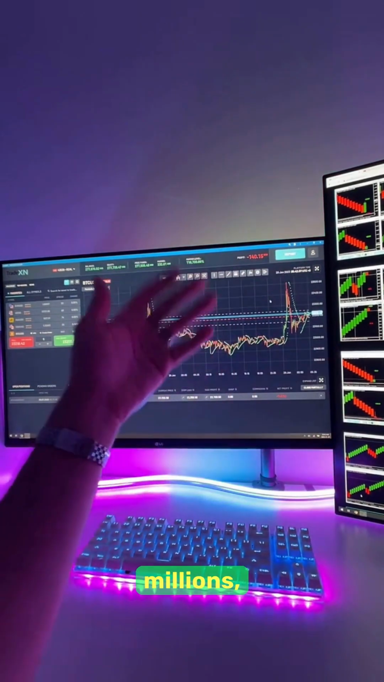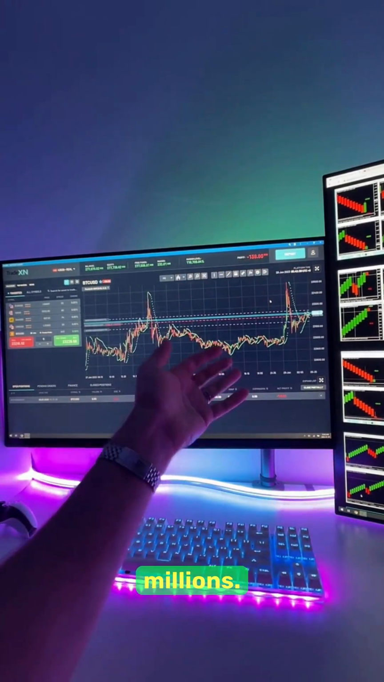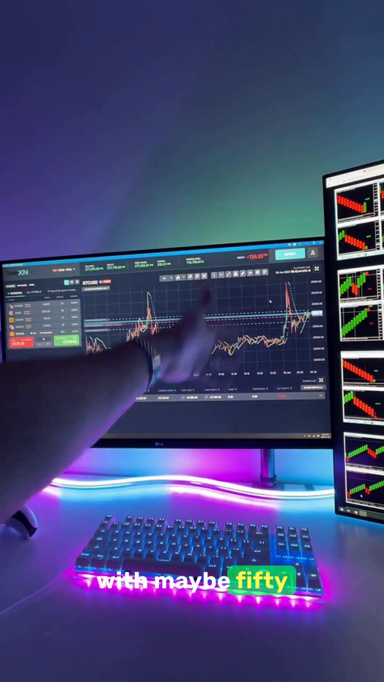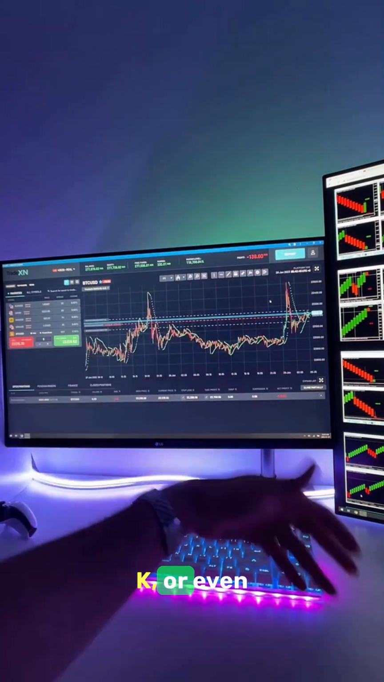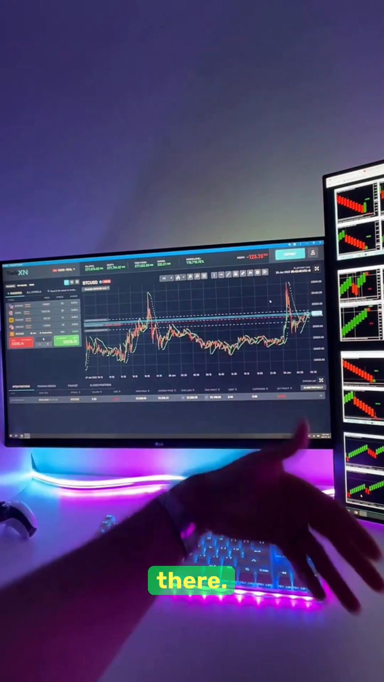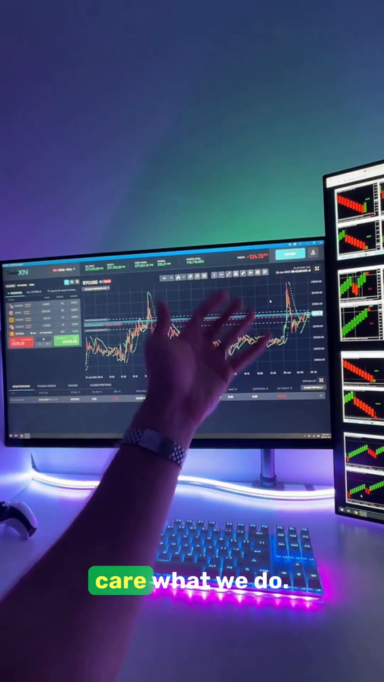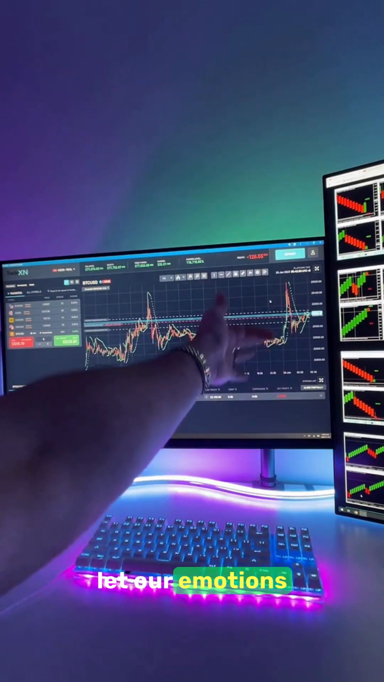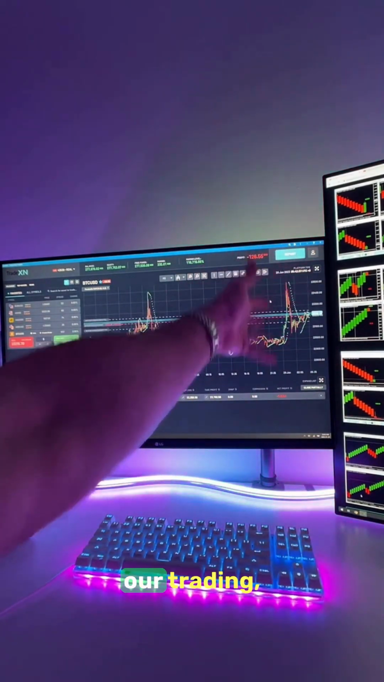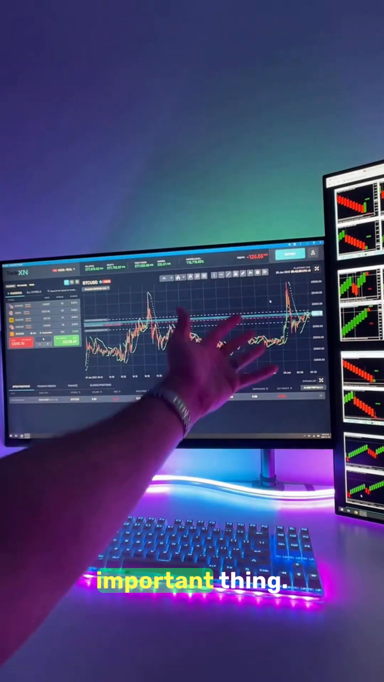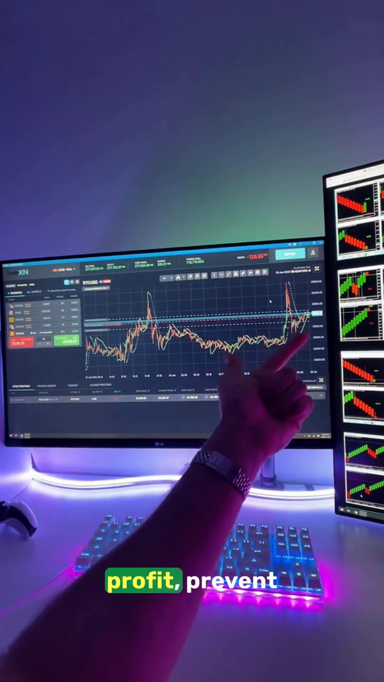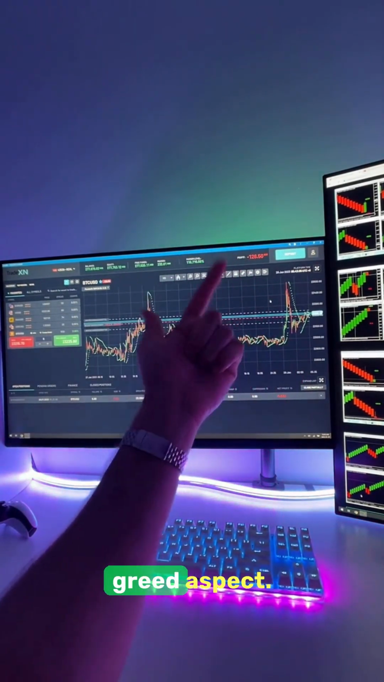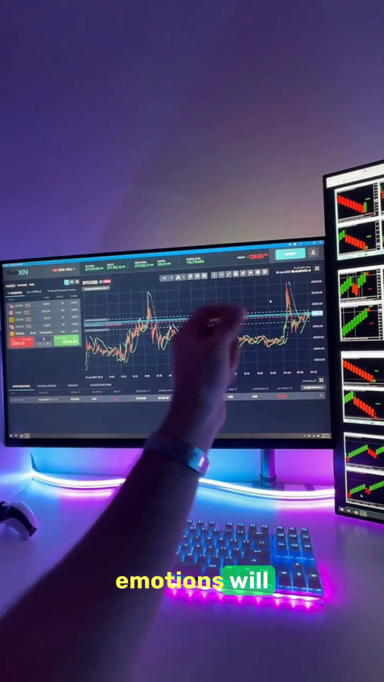There's people trading in the millions, in the tens of millions, in the hundreds of millions. So for most people who are here with maybe 50K, 100K, 200K, or even less or even more around there, the market doesn't care what we do. That's why we should also not let our emotions affect or dictate our trading. Okay, so that's a very, very important thing. That's why I always set stop loss and take profit, to prevent that fear aspect and prevent that greed aspect. All of those emotions will not help.